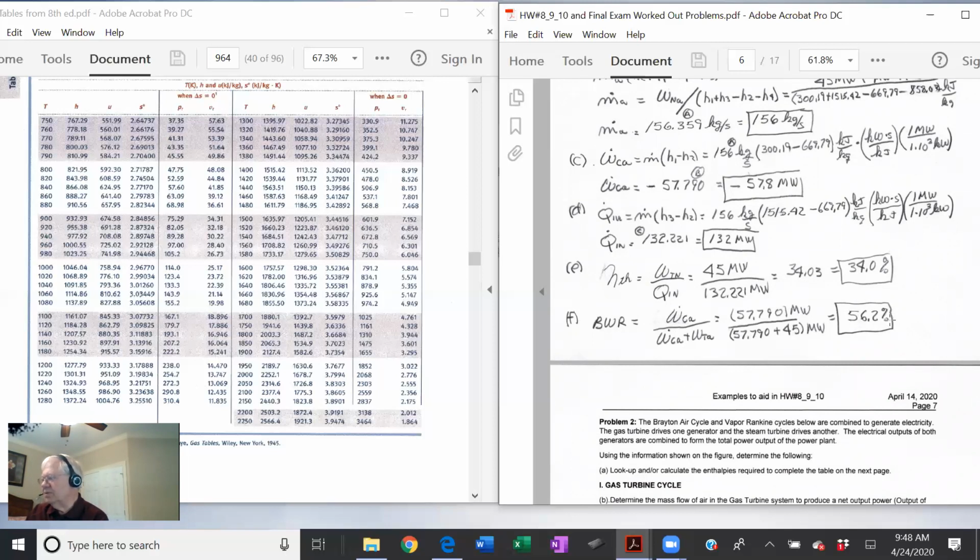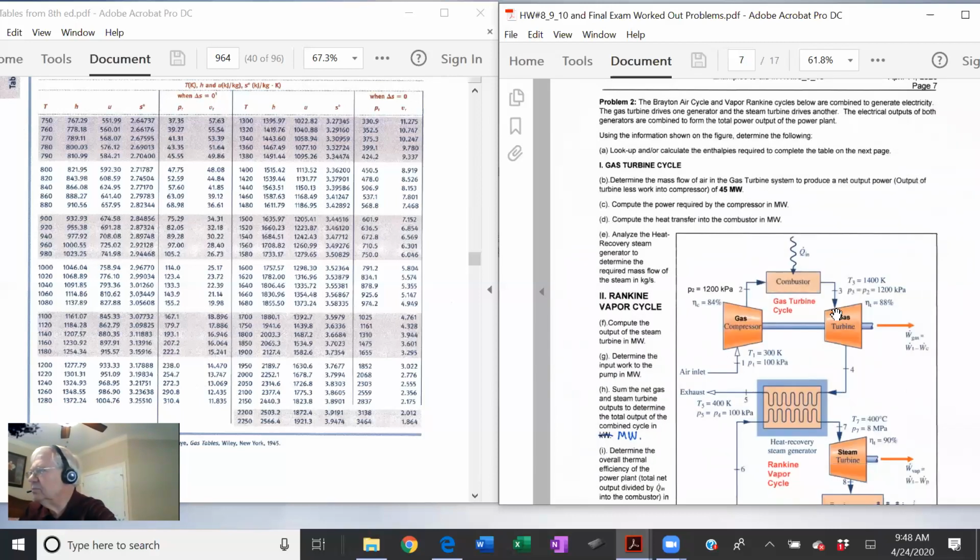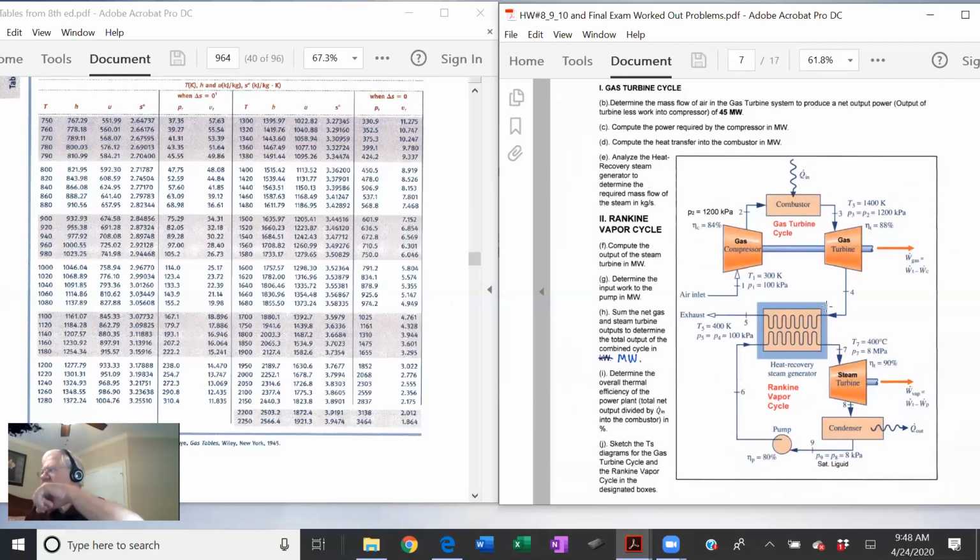So we get the back work ratio is 56.2%, which means that it took 56.2% of the turbine's output just to drive its own compressor. That sounds pretty inefficient, but actually with the cost of natural gas being relatively low, it's a pretty doggone efficient process. All right, that's the second problem. Now here's the big problem. We put both of these together, and you should have seen this coming.